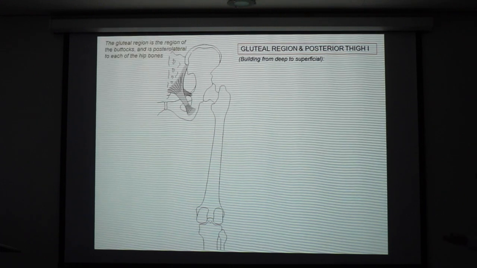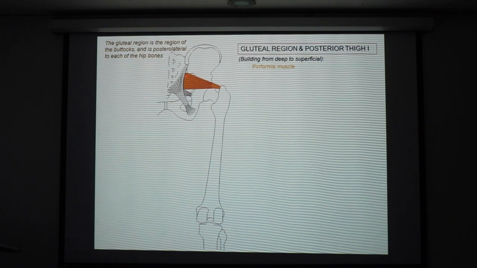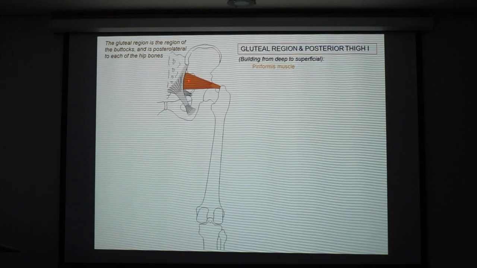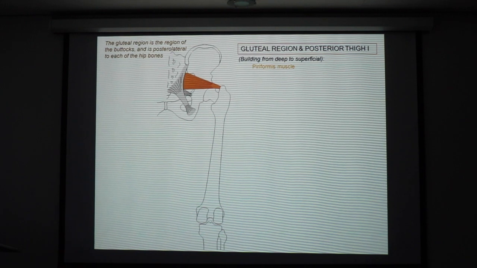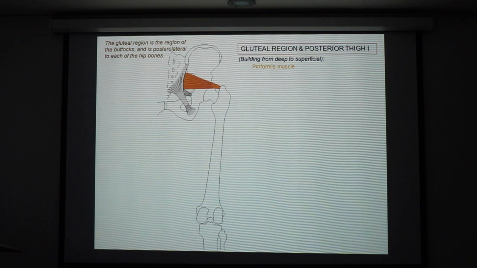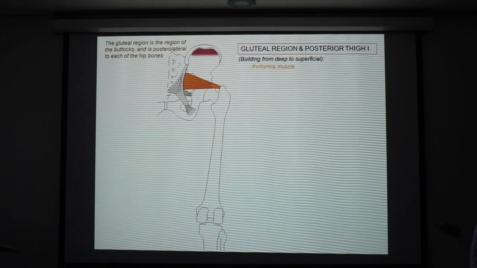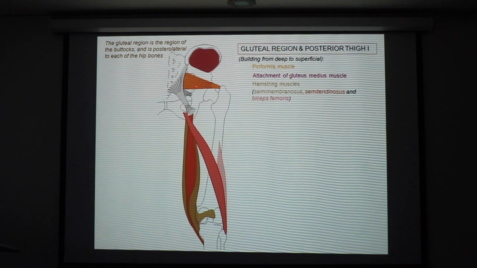So we start with the piriformis muscle. The piriformis muscle is arising from the sacrum, from the middle three pieces of the sacrum. It passes through the greater sciatic foramen and gets inserted into the tip of the inner aspect of the greater trochanter. Okay, so the major function of the piriformis muscle would be lateral rotation, but it's a weak lateral rotator. So the attachment is important, but it does not have a very important function.